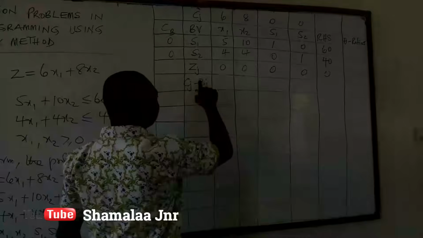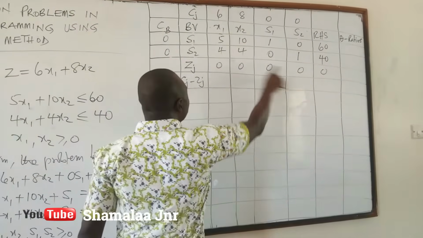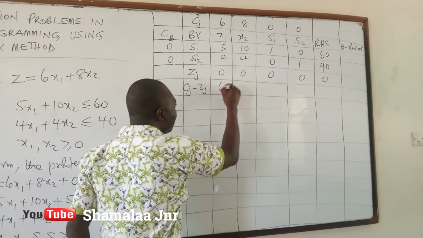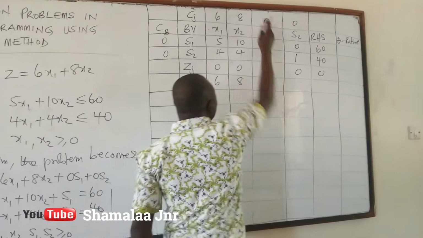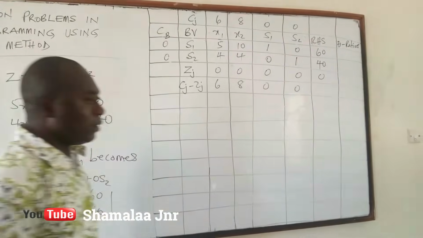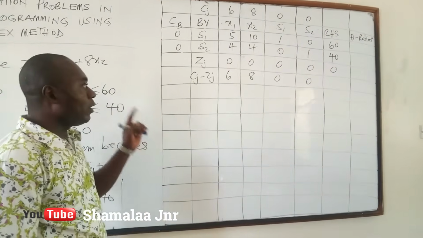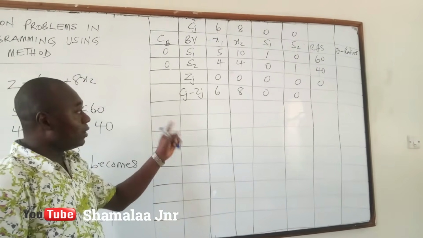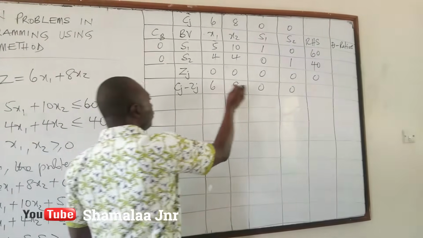So this is Cj. The Cj values are here, and these are the Zj values. So 6 minus 0 will give us 6 for the first one. 8 minus 0 will give us 8. 0 minus 0 is 0. 0 minus 0 is also 0. And as I have already indicated, when all the Cj minus Zj values are less than or equal to 0, you can stop. So clearly here you can see that we cannot stop because of these two numbers.